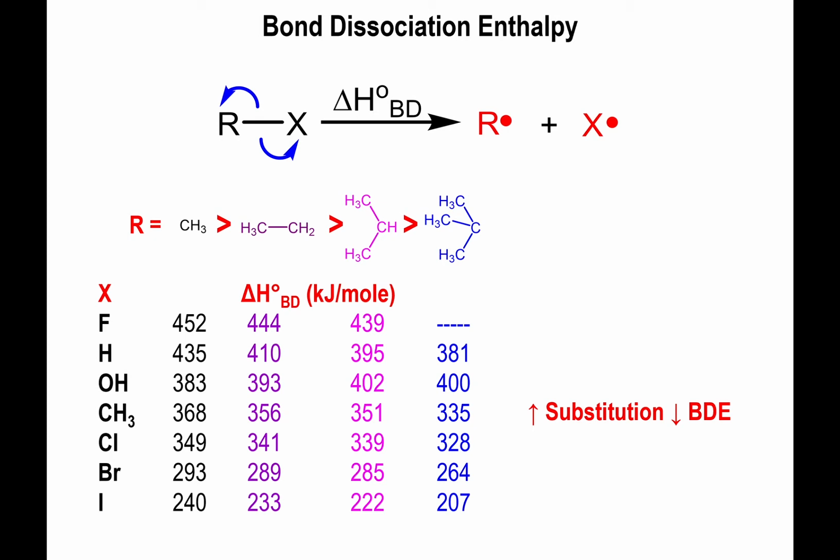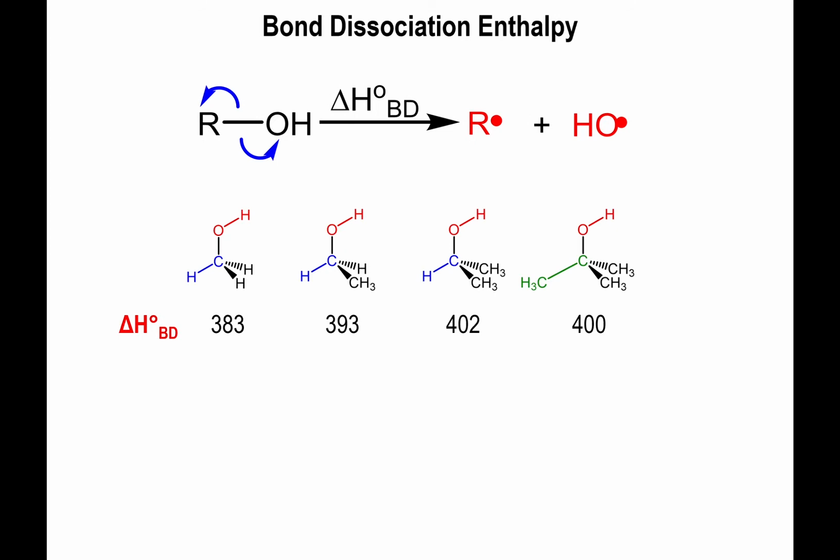But I also pointed out that for the trend, when X happens to be OH, you see a discrepancy, because generally speaking, that bond dissociation enthalpy was decreasing from left to right in the series. But here we see quite the opposite. The actual trend is an increase in bond dissociation enthalpy, going from methyl to primary to secondary, and it plateaus at the tertiary stage. So I want to explain to you why that happens.